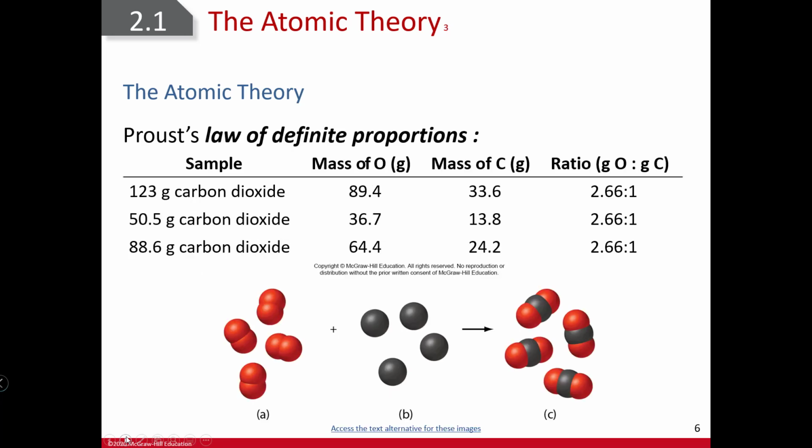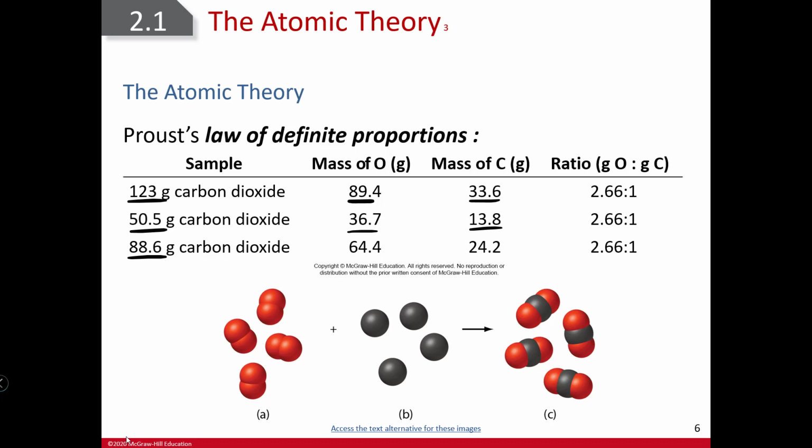So Proust's Law. Proust was working with ratios of gases, and what he noticed was this: carbon dioxide was a gas, and he could weigh 123 grams of carbon dioxide, or 50.5 grams, or 88.6 grams of carbon dioxide, and he could break that down into the amount of grams of oxygen and carbon in the compound. So if you have 123 grams of carbon dioxide, 89.4 grams were oxygen, and 33.6 grams were carbon. And if I had 50.5 grams of carbon dioxide, 36.7 grams were oxygen, 13.8 grams were carbon.